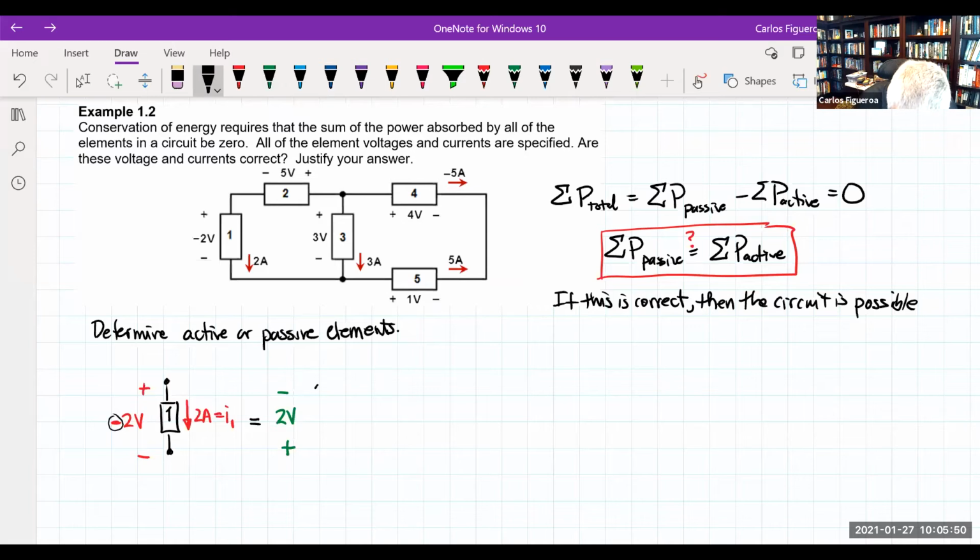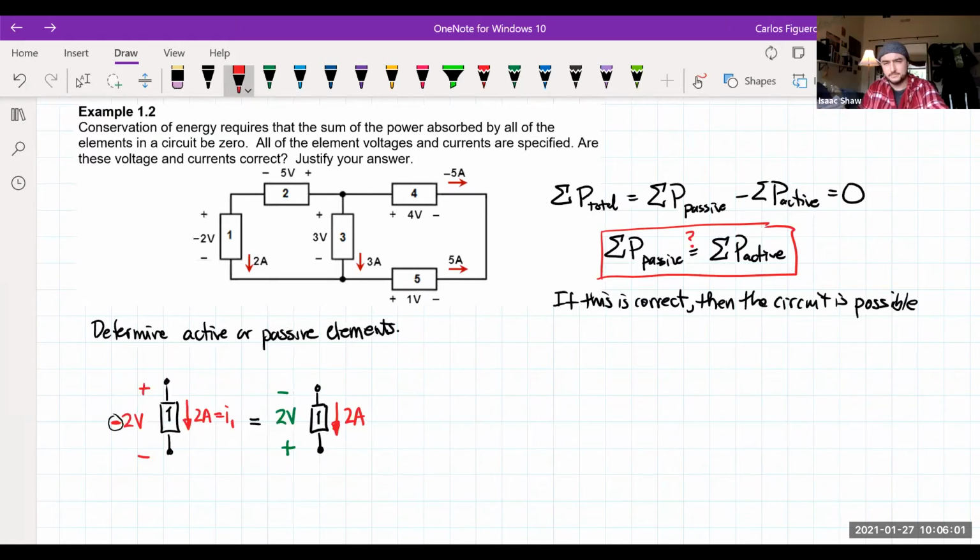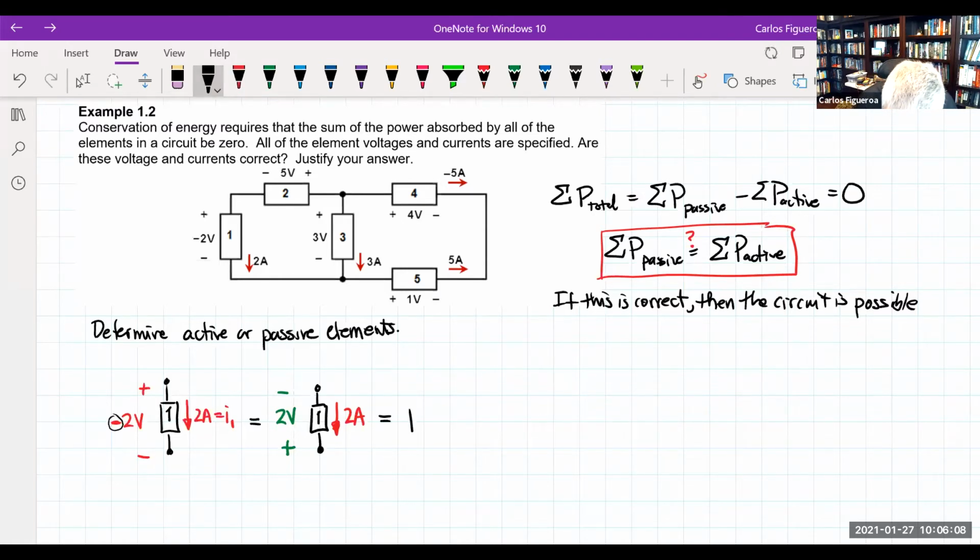So then when I look at my element, it really looks like this here. So that's an active element. In this case, it's an active element because the current is coming in from the negative terminal. So therefore, we could say that P1 is active. And how much power does it have? It has 2 times 2, which is 4 watts. So then I'm just going to go around the circuit now.